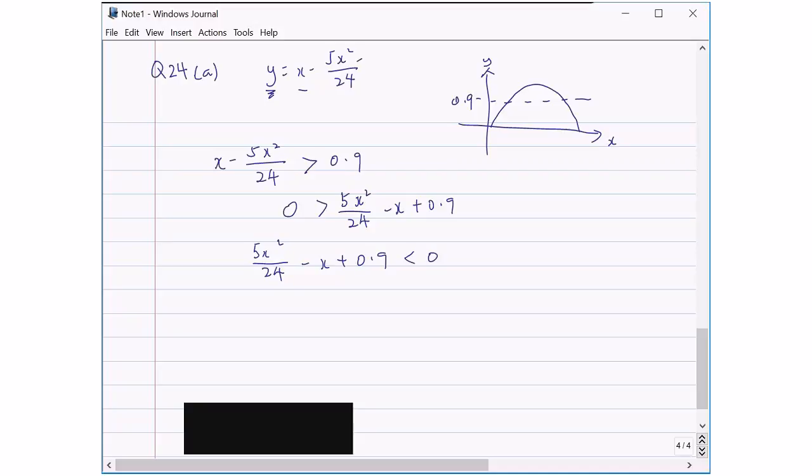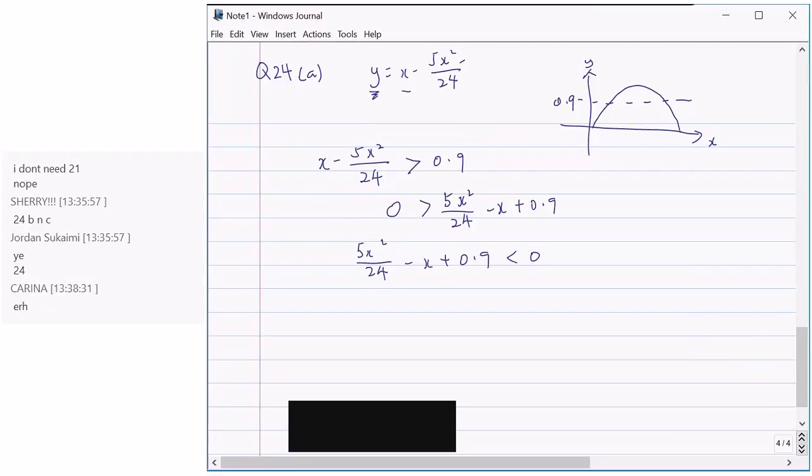This is a quadratic inequality again, right? So Karina, I'm going to ask you again. Can you tell me what do I do first when I want to solve a quadratic inequality? What do I do first? Whenever I want to solve a quadratic inequality, what's the very first step?